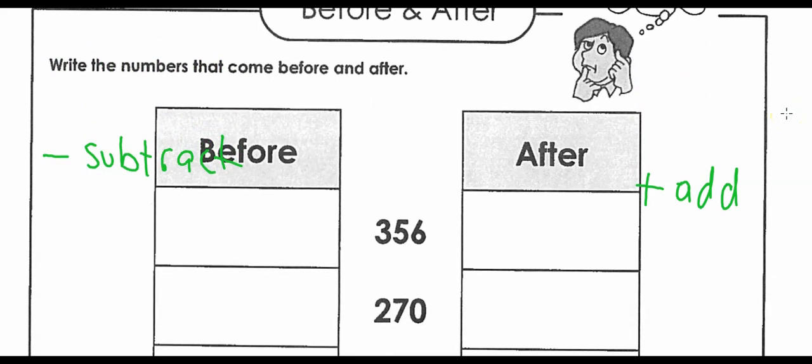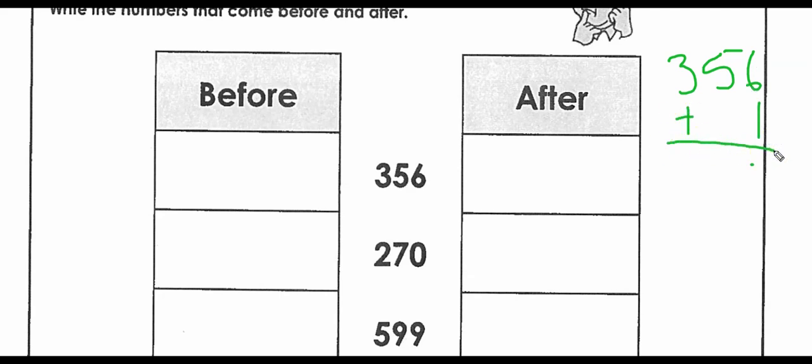So I have 356. I take 356, and I know what comes after this, so I'm going to add 1. 6 plus 1 is 7, 5 plus 0 is 5, and 3 plus 0 is 3. So 1 after 356 is 357.